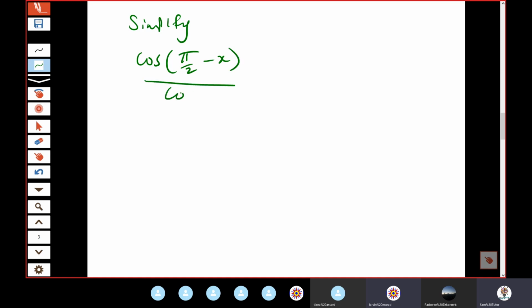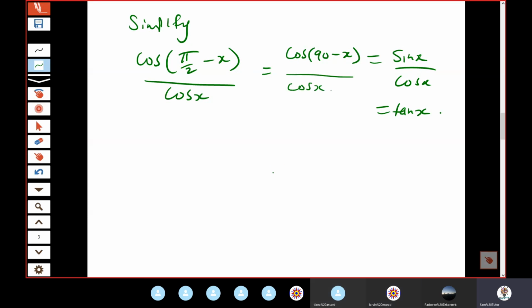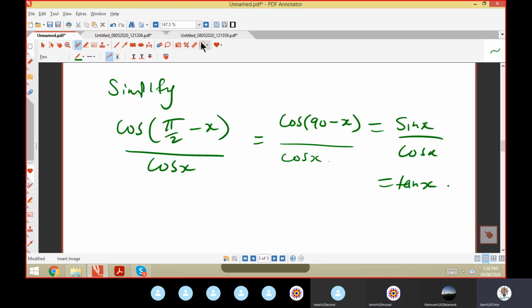Okay, so it's simplify cos of (pi over 2 minus x) all over cos x. What's cos of (90 minus x)? Can anyone recall what cos (90 minus x) is? Sine x. And what's sine x on cos x? Done. Easy. Any other questions? No. That's it. Let's see if we can find one last one.